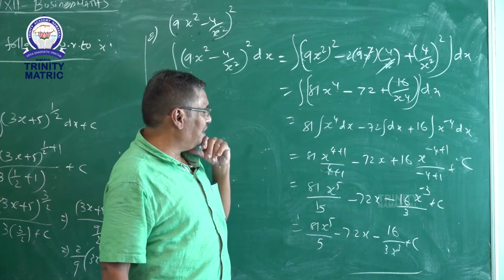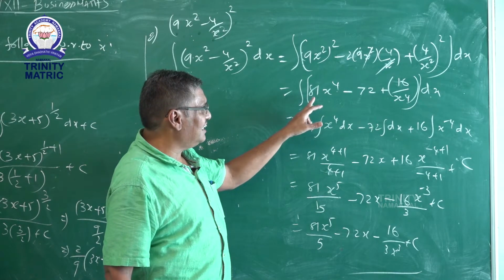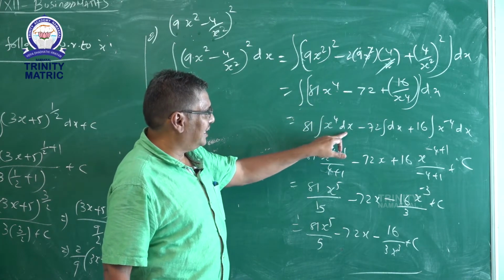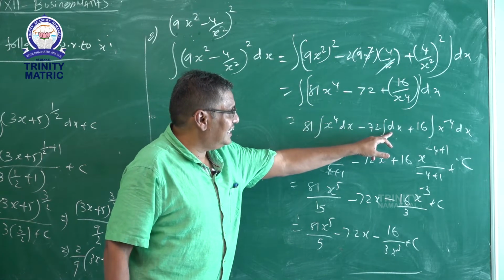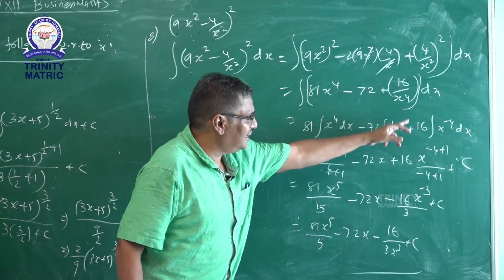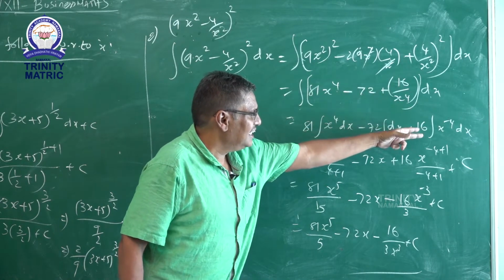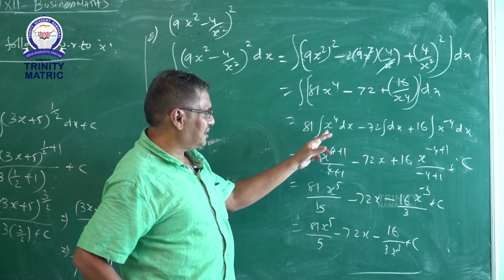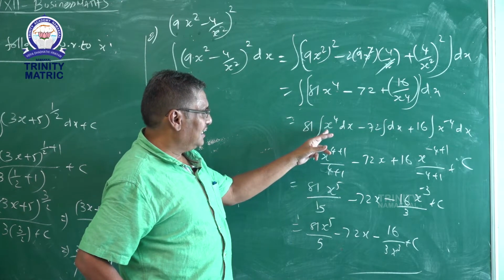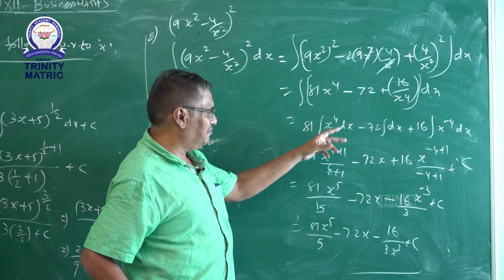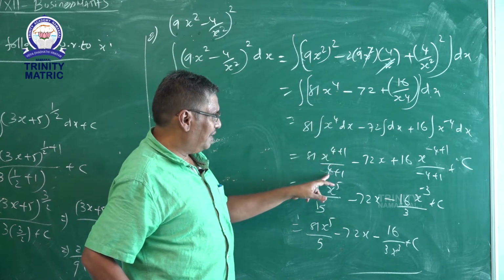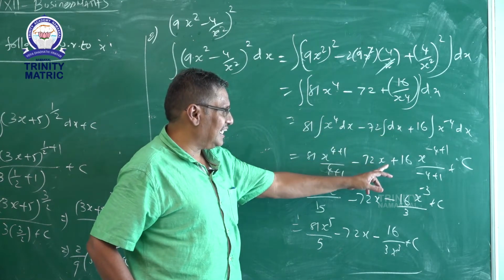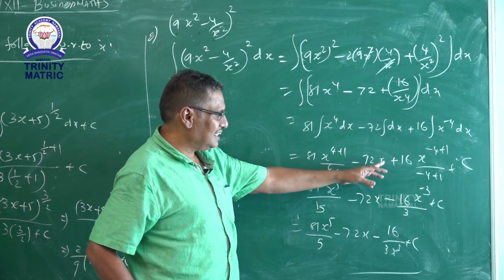So by the property of integration, we can take that coefficient out. 81 integrate x power 4 dx, like that 72 into dx. 16 is a coefficient, so 1 by x power 4 can be written as x to the power of minus 4 into dx. What is the formula? The first formula, type 1 formula: x power n dx means x power n plus 1 by n plus 1. So 4 plus 1 by 4 plus 1. Then the integration of dx is x.